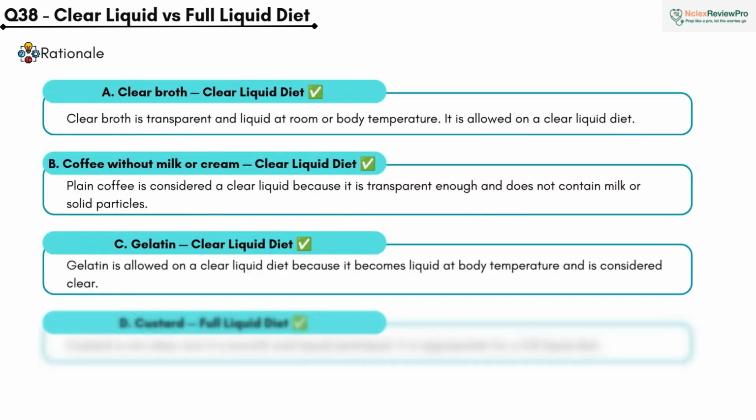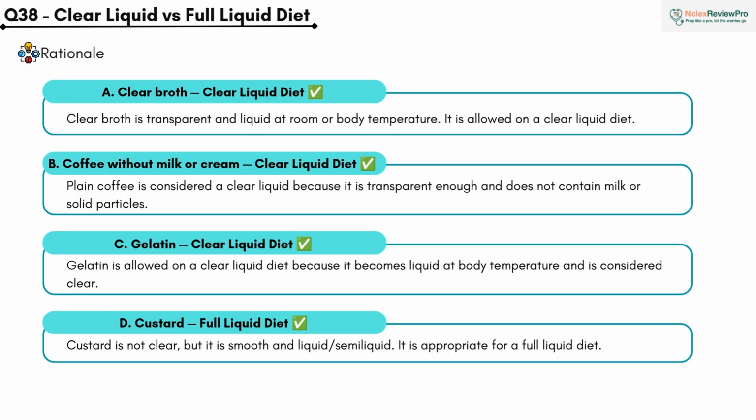All right, let's look at the rationales. Option A, clear broth, is a clear liquid. Clear broth is transparent and liquid at room temperature or body temperature, so it is allowed on a clear liquid diet. Option B, coffee without milk or cream, is also a clear liquid. Plain coffee is considered a clear liquid because it does not contain milk, cream, or solid particles. Option C, gelatin, is a clear liquid. Even though gelatin may look like a soft solid, it melts into liquid at body temperature and is considered acceptable on a clear liquid diet.